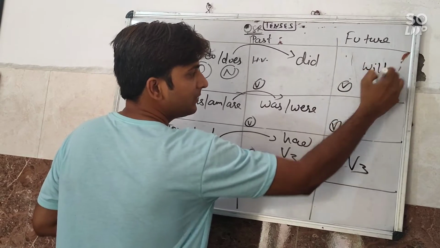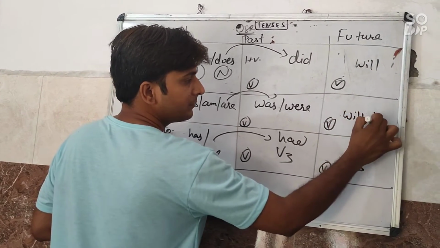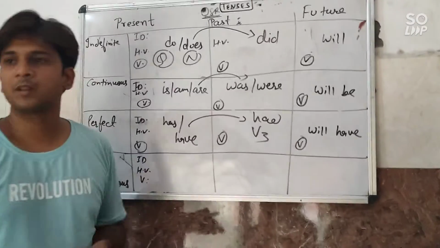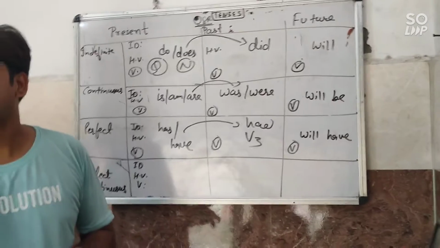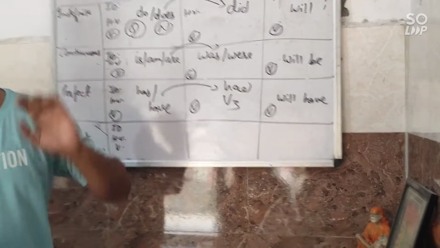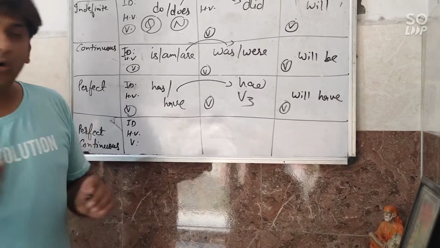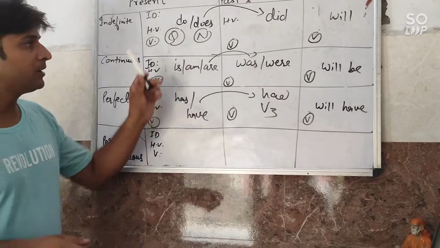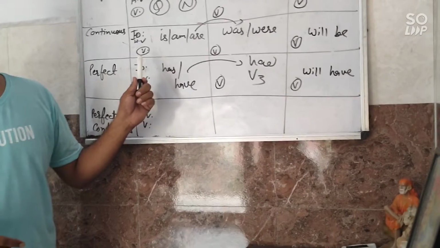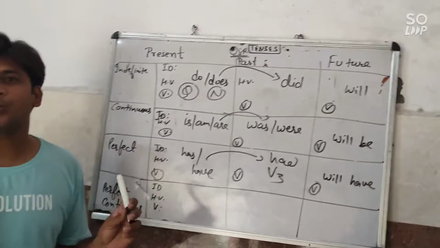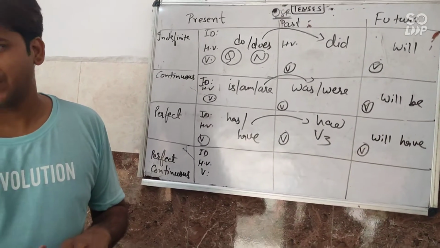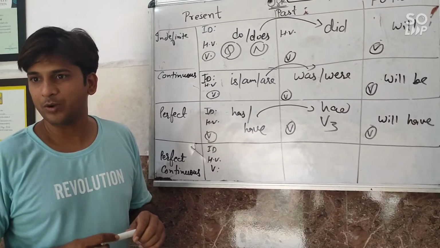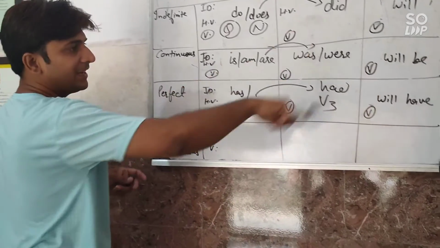Helping verbs. Learn with me. Will, shall. Will be, will have. Or shall be, shall have. Have you learned verbs and helping verbs? Yes. Are you sure? Yes. Now only Hindi identification is left. Alright? So let us begin with Hindi identification. Are you ready? Yes.